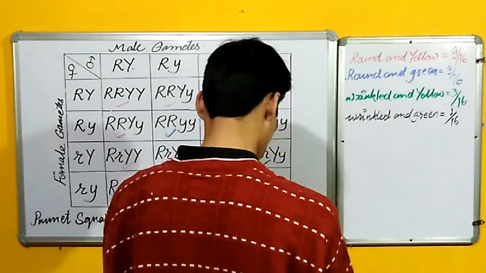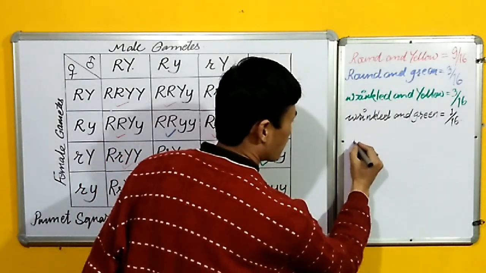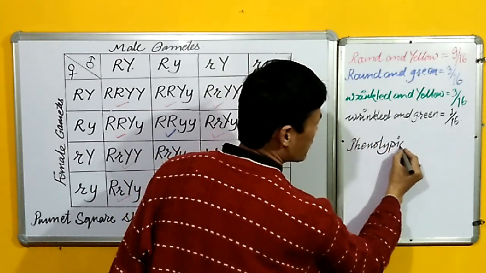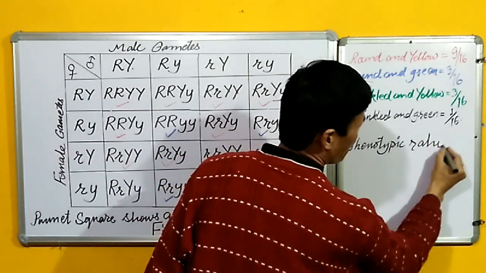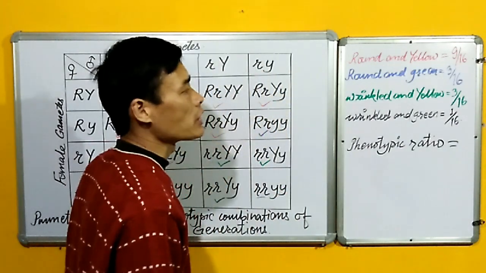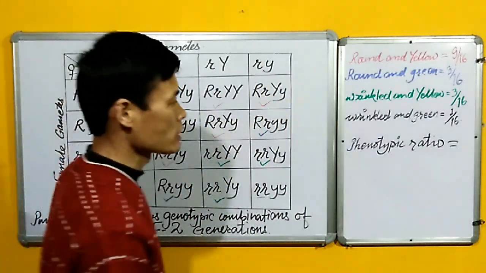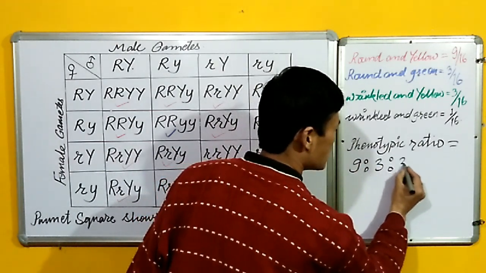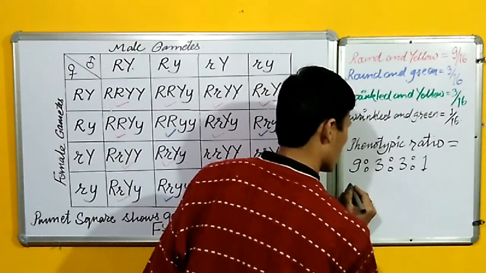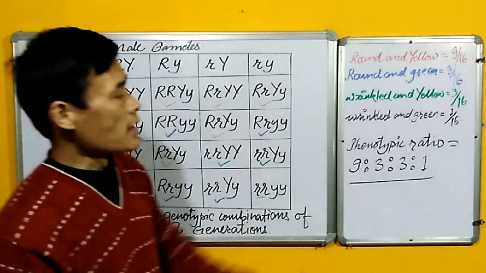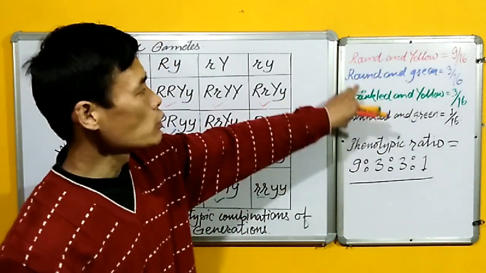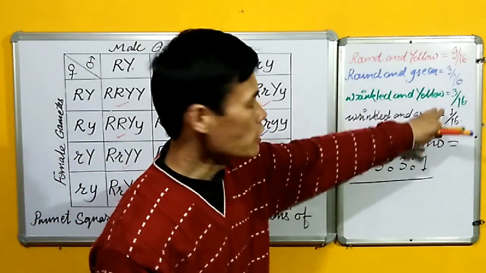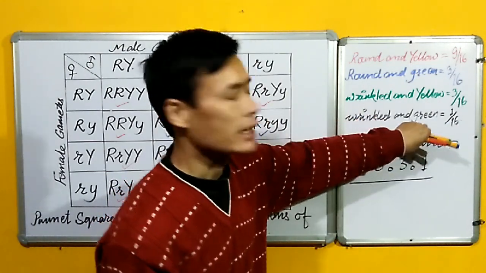This ratio is called the phenotypic ratio, and this phenotypic ratio in the dihybrid cross is 9:3:3:1. That is, 9 individuals are round and yellow, 3 individuals are round and green, 3 individuals are wrinkled and yellow, and the last individual is wrinkled and green.